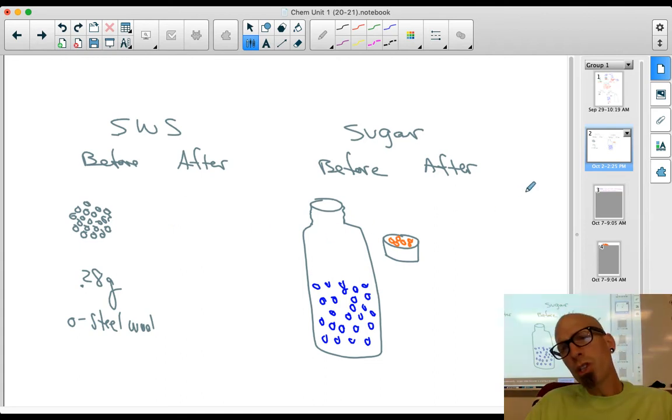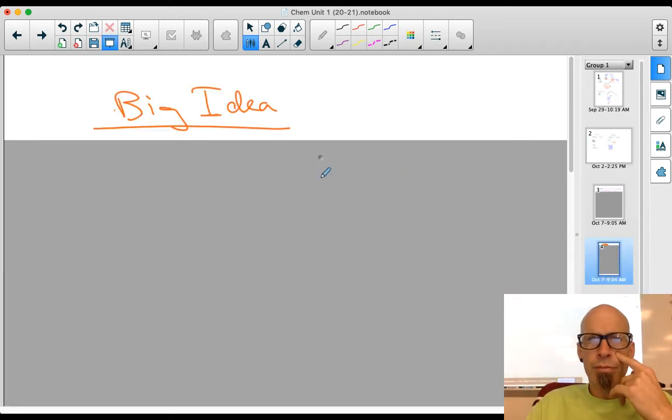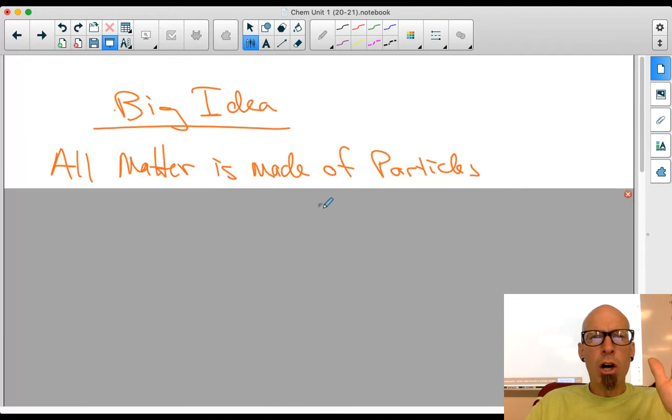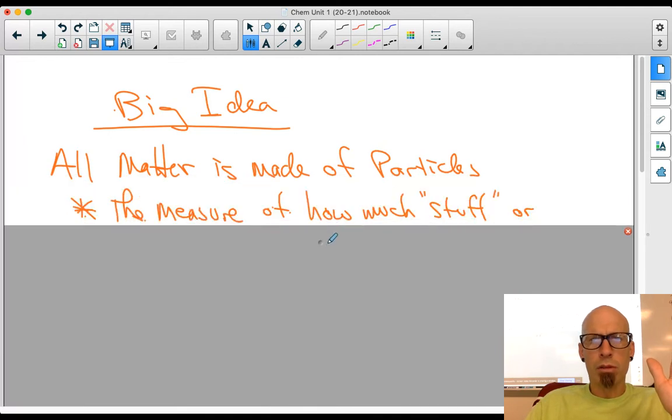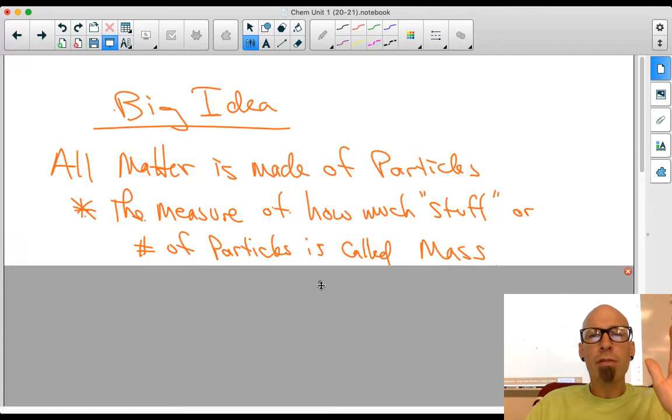Now, we switched gears from that and we talked about what the big idea was. And so here's the big idea. The whole big idea of this mass and change lab is that all matter is made of particles. Okay? And the measure of how much stuff, or the number of particles, is called mass. So write that down. Pause it. Write that down. This is like notes. Okay? So this is the big idea of the lab and why we did it.